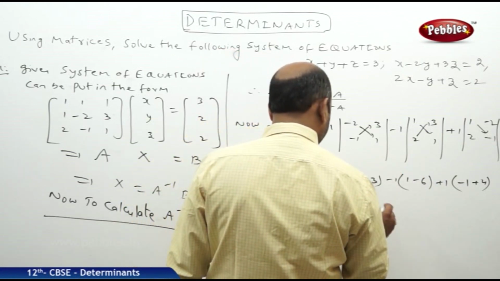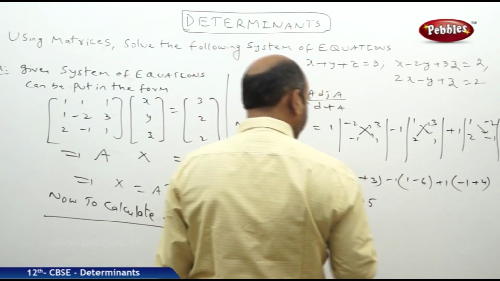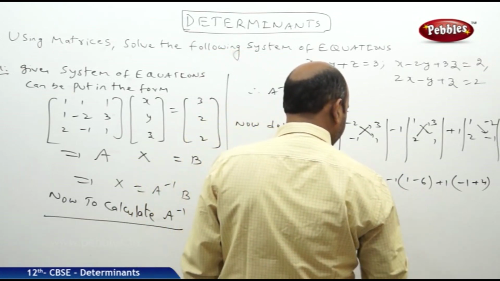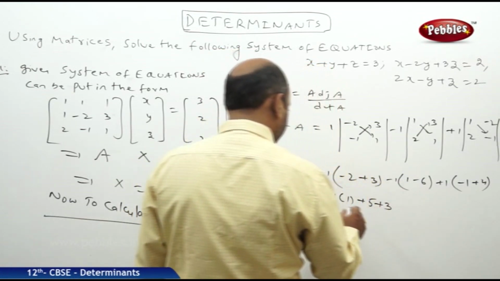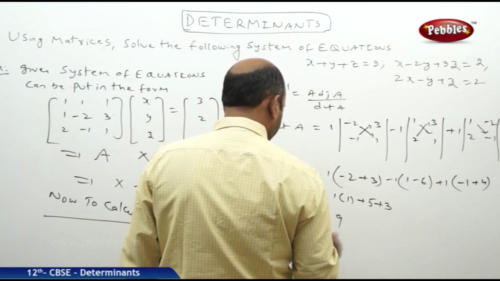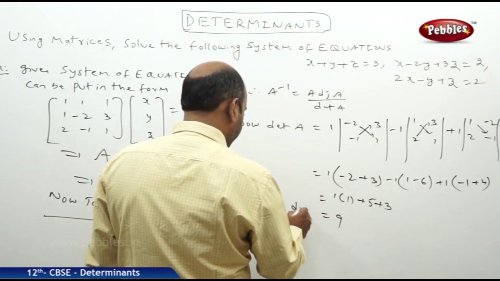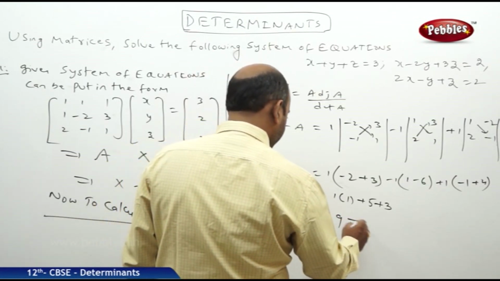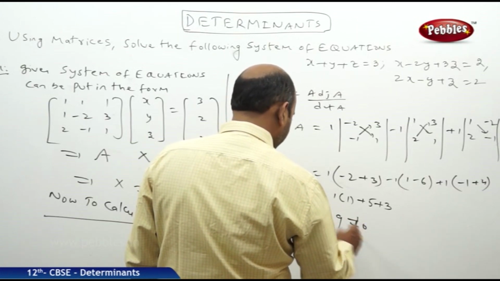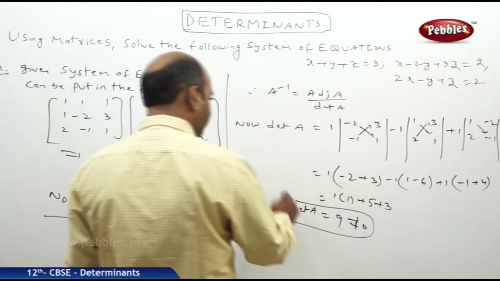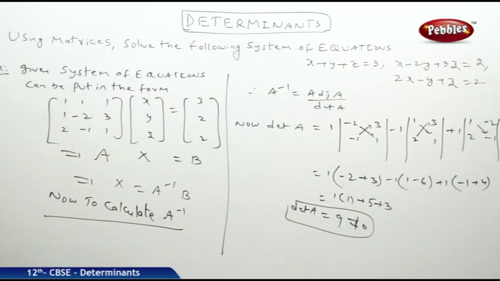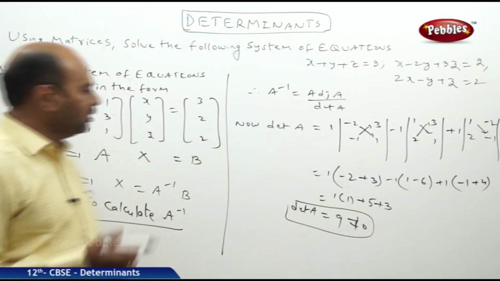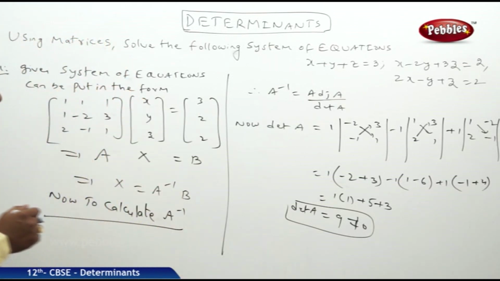Minus 1 into minus 5 means it becomes plus 5, and later minus 1 plus 4 3 means 3. So 5 plus 3, 5 plus 3 is 8, plus 1 is 9. So what happens here? Det A is equal to 9, which is not equal to 0. While calculating the determinant of A, we should check once or twice whether we have done it right or wrong. I shall also be verifying now.